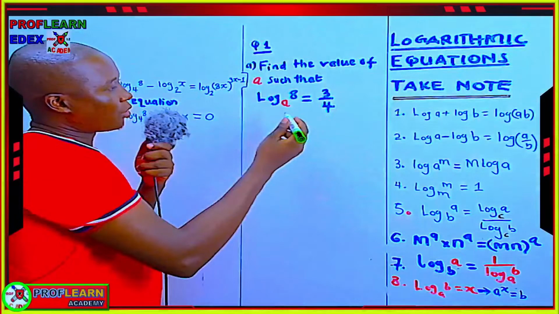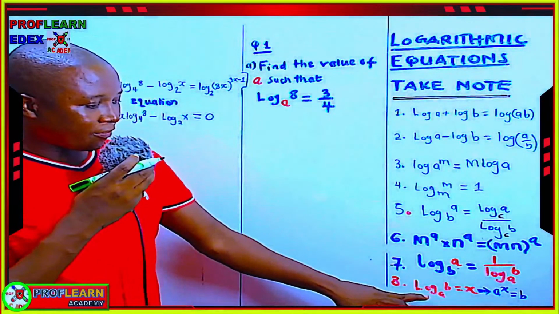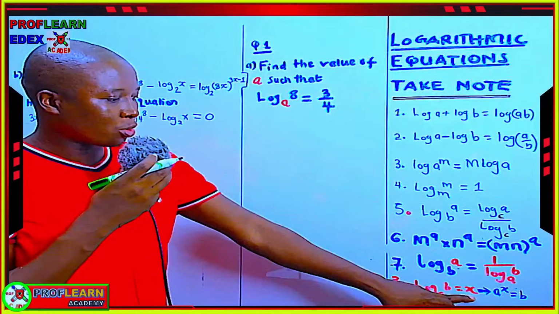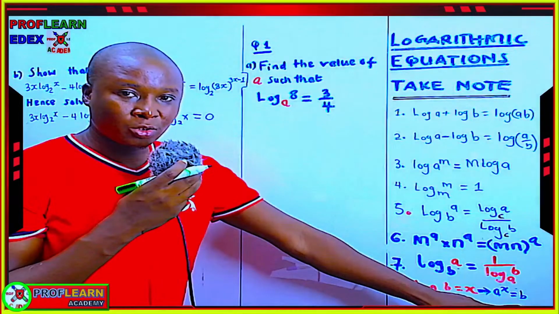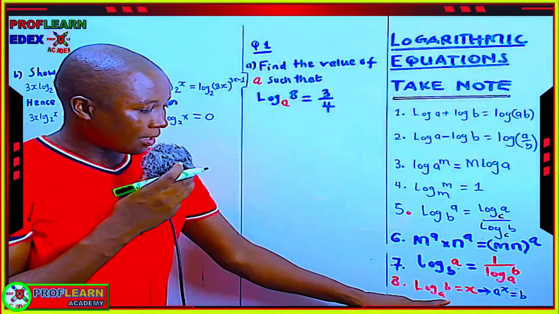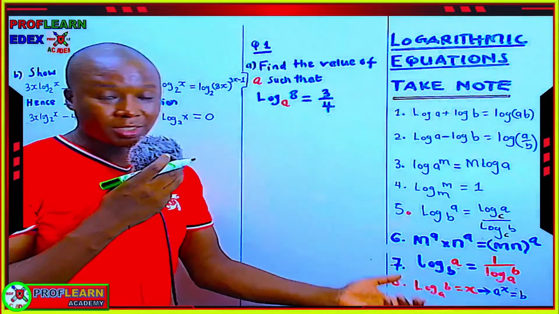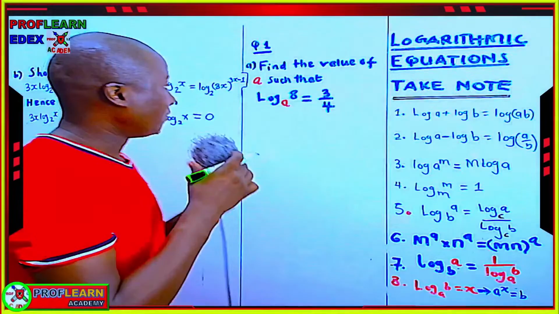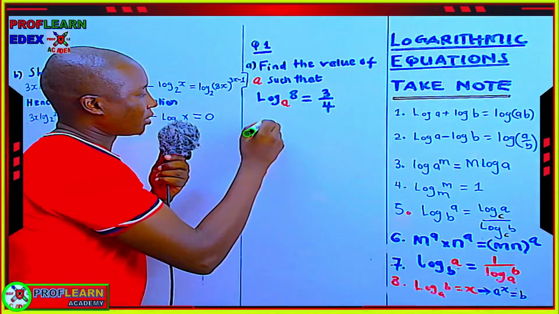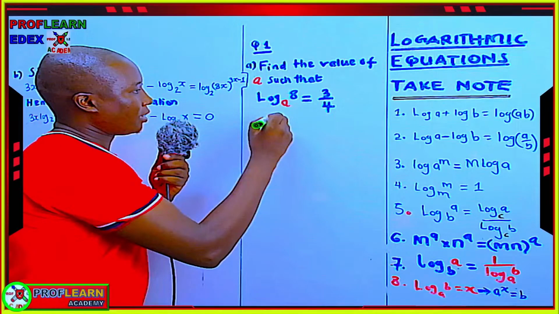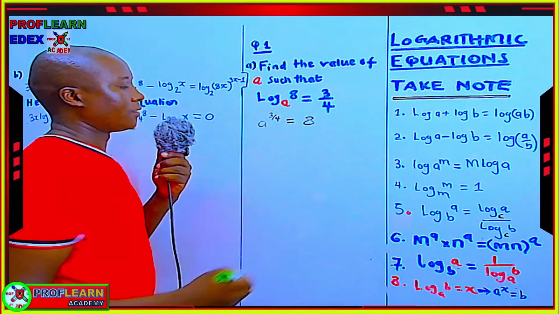The concept that they are trying to use here is the rule that log b base a equals x is the same as a raised to power x equals b, meaning that the base raised to the number on this side is going to be equal to this b that we have here. So this is the rule we are using. Using rule number 8, we are going to say a raised to power 3 over 4 is equal to 8, right?